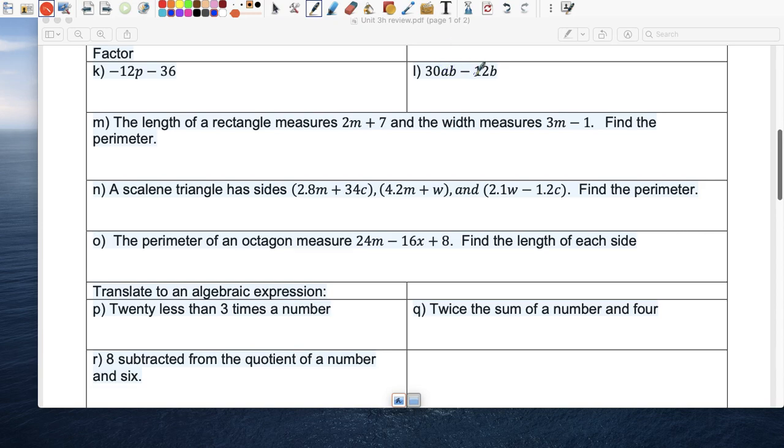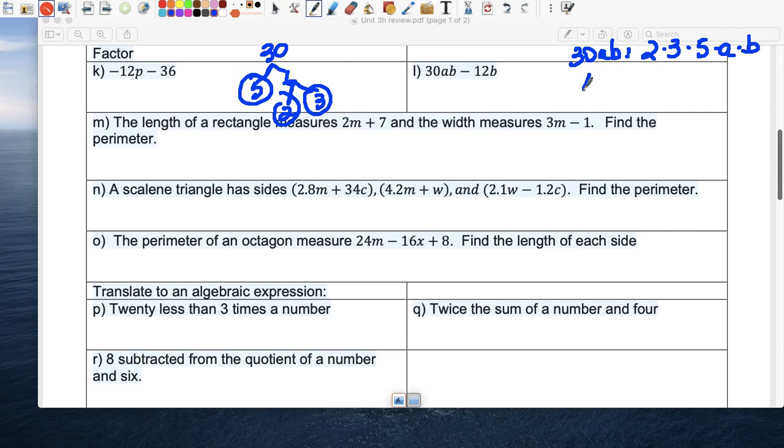Next one here, 30ab, 12b. Well, since I did that without writing as a product of prime factors, let me do this in that method. So 30ab, we're going to write that as, well, 30 breaks up into, let's say, 5 and 6. 5 is a prime number. We can't break that anymore. 6 can be broken into 2 and 3. So 30 can be written as 2 times 3 times 5 times a times b. 12, well, let's break 12 up. It's 2 and 6, 2 and 3. So 12 is 2 times 2 times 3 times b.